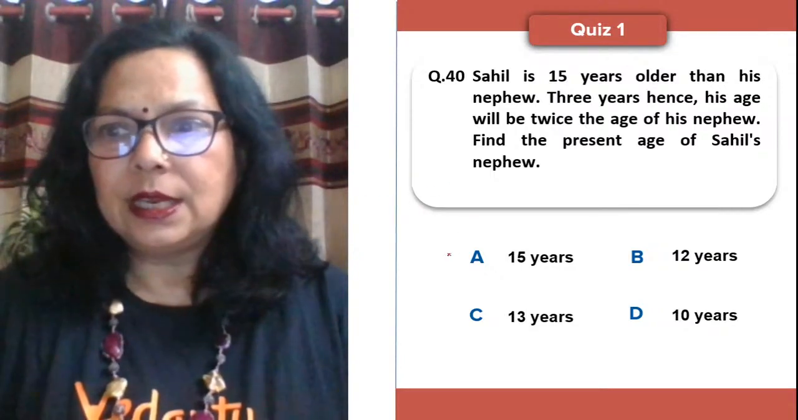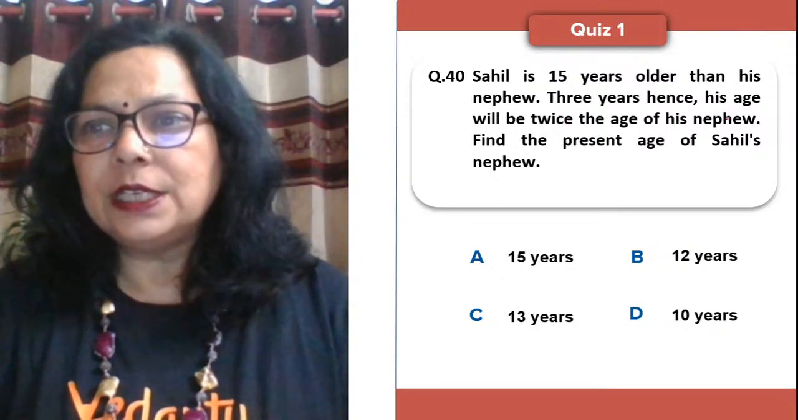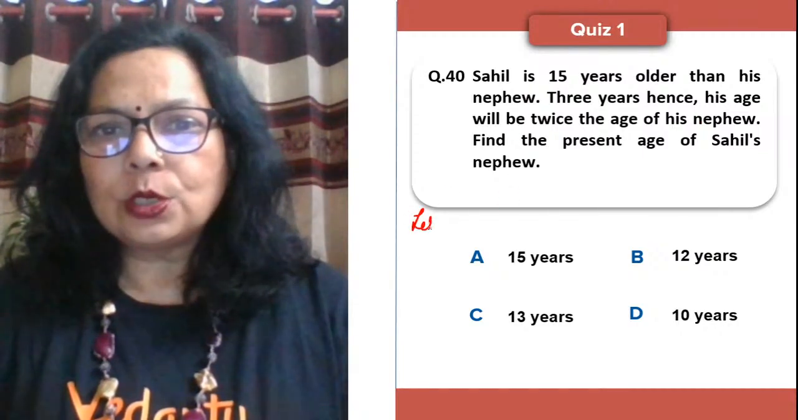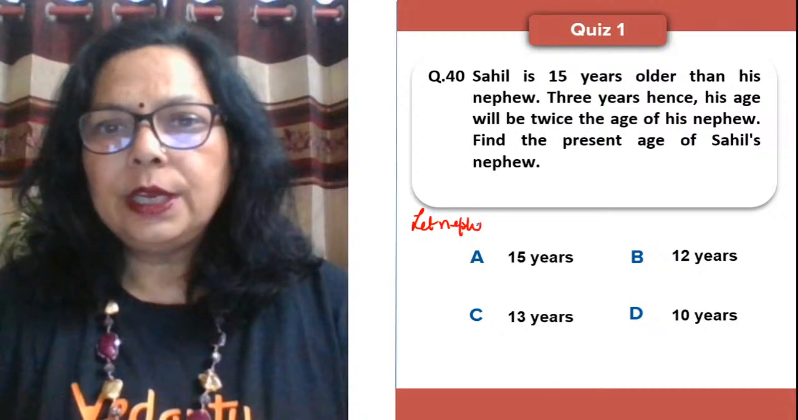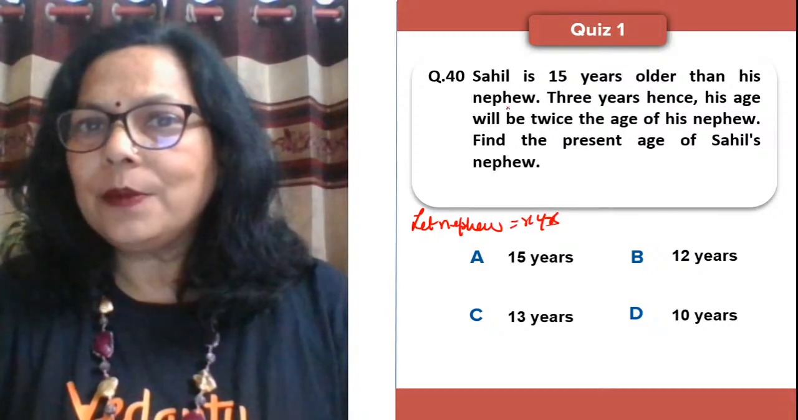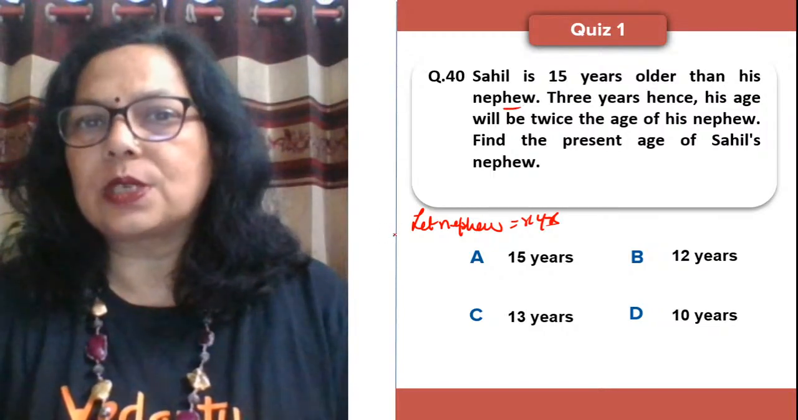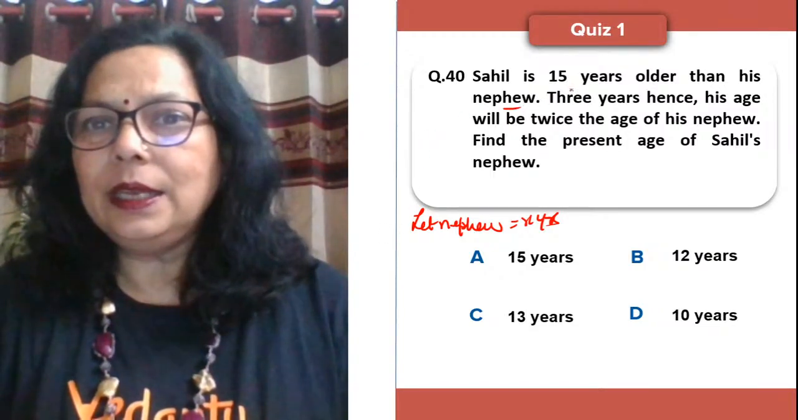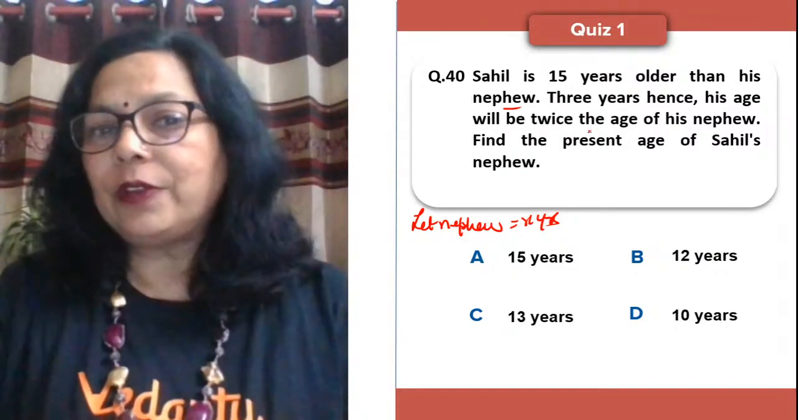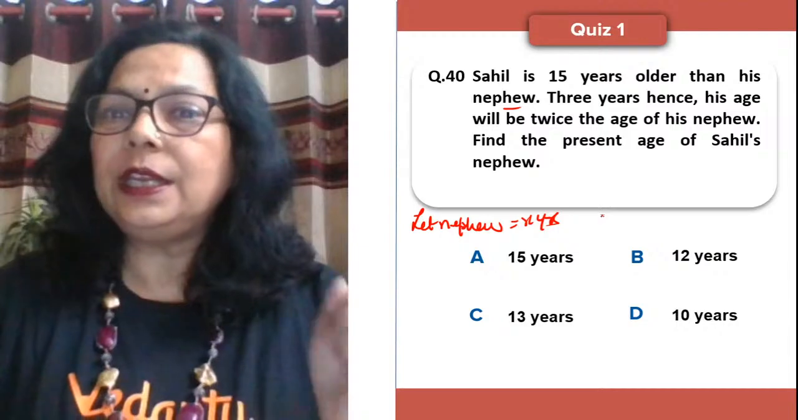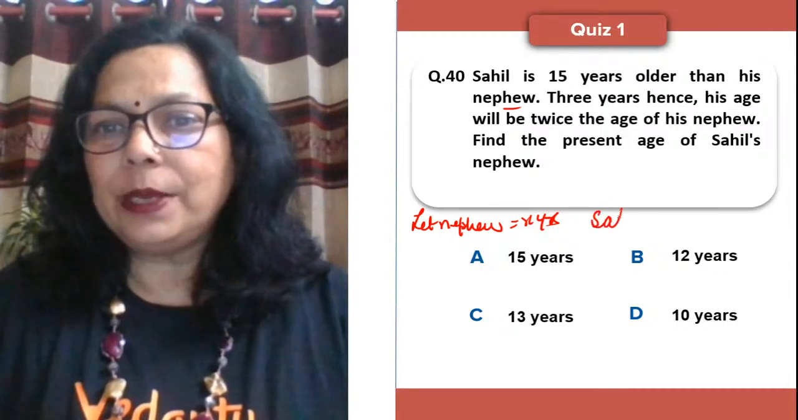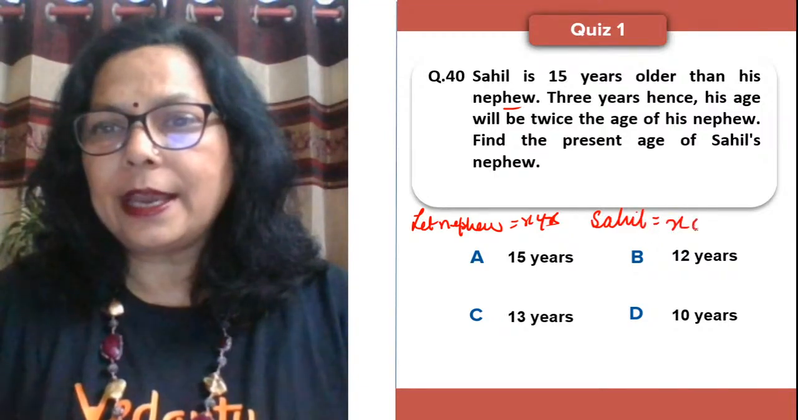Amazing children. Sahil is 15 years older than his nephew. So you will suppose, let nephew be x years. I'm giving you the hint: जिसका भी नेम बाद में लिखा होगा आप उसको सपोज करोगे. Then Sahil is 15 years older. अगर 15 times होता तो 15 से मल्टीप्लाई करते. 15 years older है तो ऐड करेंगे. So Sahil will be how much? Sahil will be x plus 15.